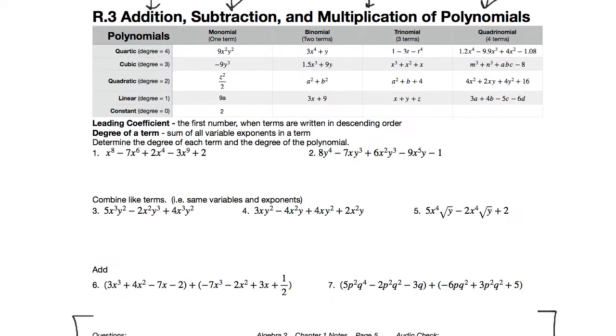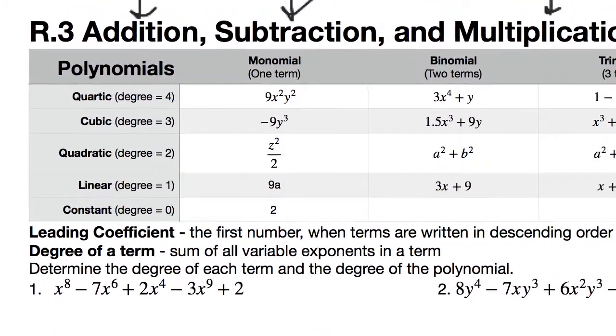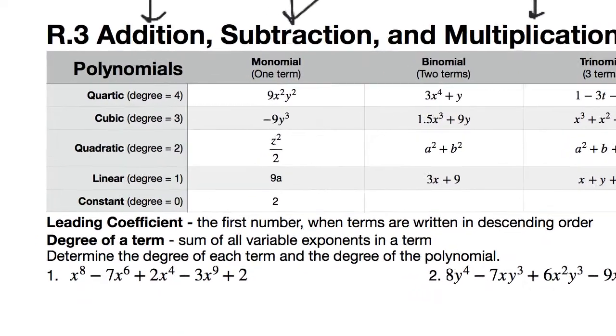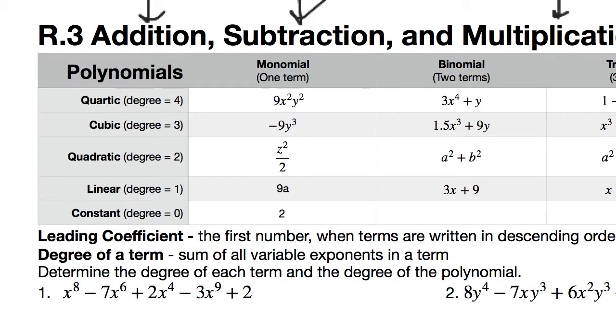All right, polynomials. Here's a table that I think will organize a lot of the vocabulary that you might see. Check this out. This right here is 1.5x cubed plus 9y. This is a binomial because it has 2 terms. They're separated by the addition symbol. First term, second term. And what kind of a binomial is it? It's a cubic binomial. Why? Because the degree of the binomial is 3. The highest exponent of these 2 terms is 3. So it's a cubic binomial.